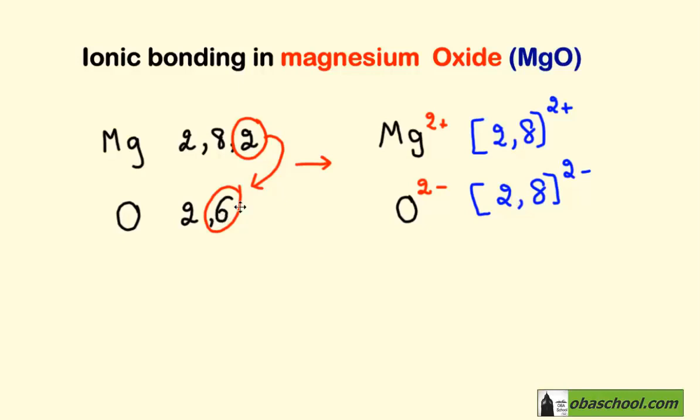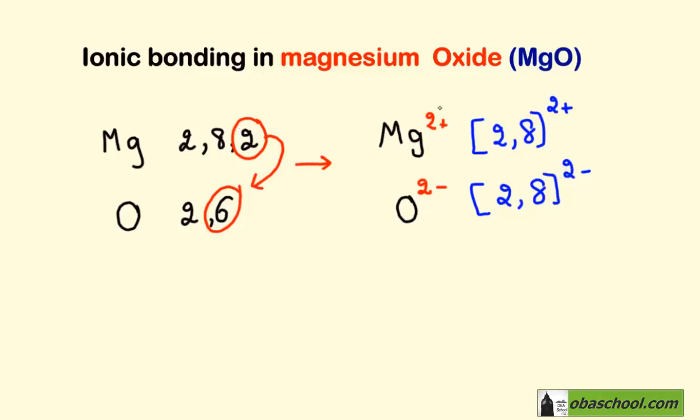O2- has 8 electrons in its outer shell because the 2 electrons it gained from magnesium are added to the 6 electrons it already had. And therefore 2 + 6 = 8. And 2- is the charge.